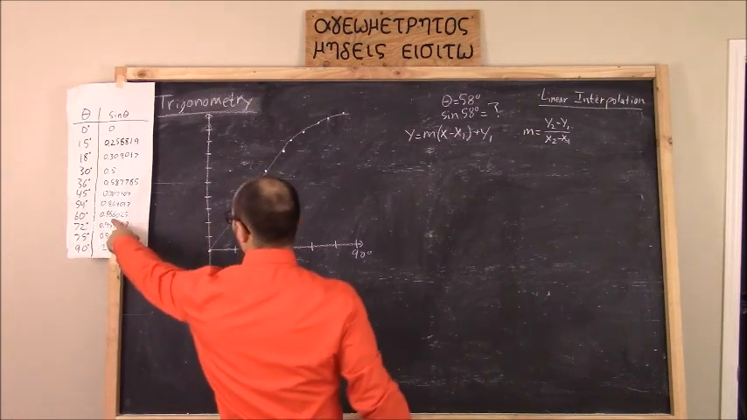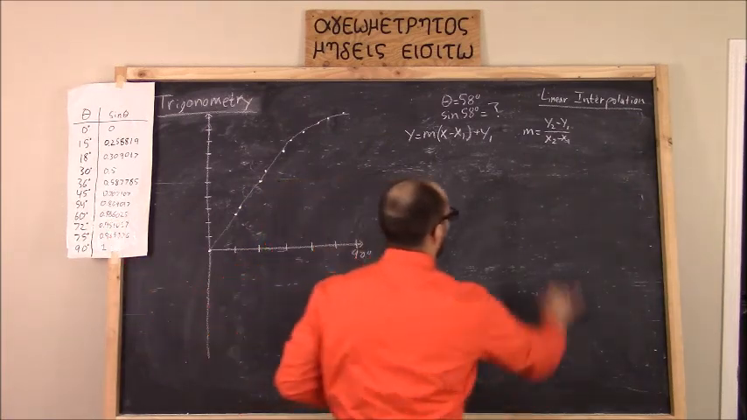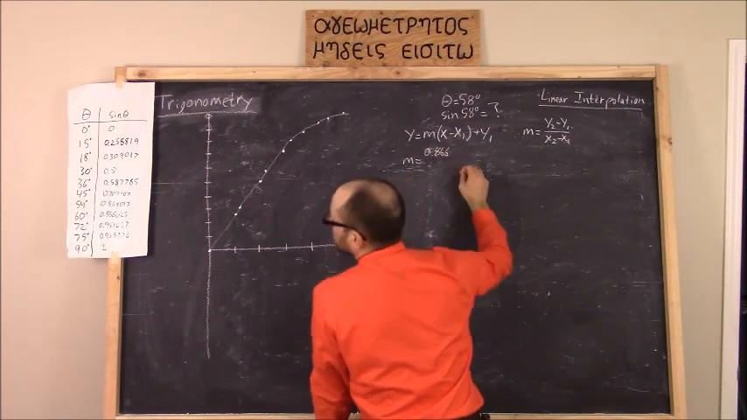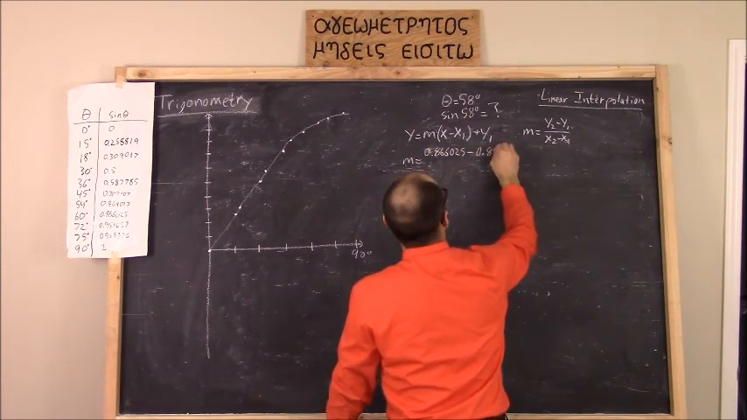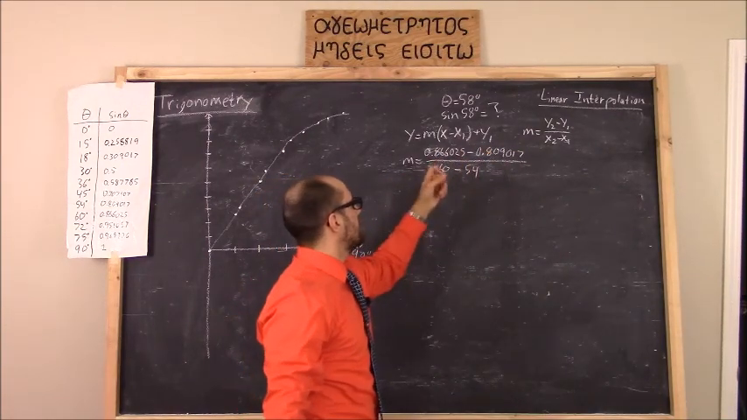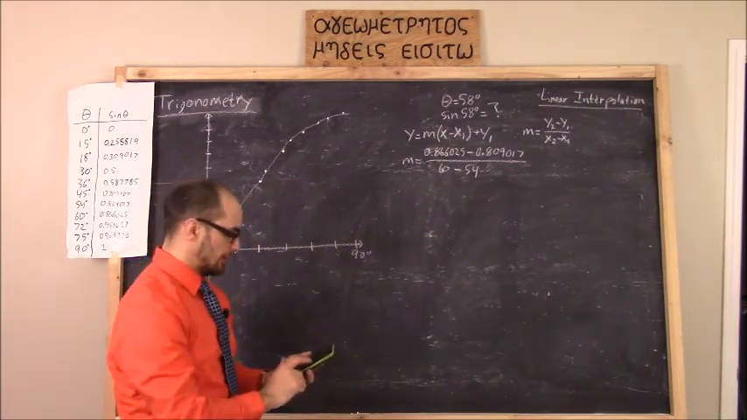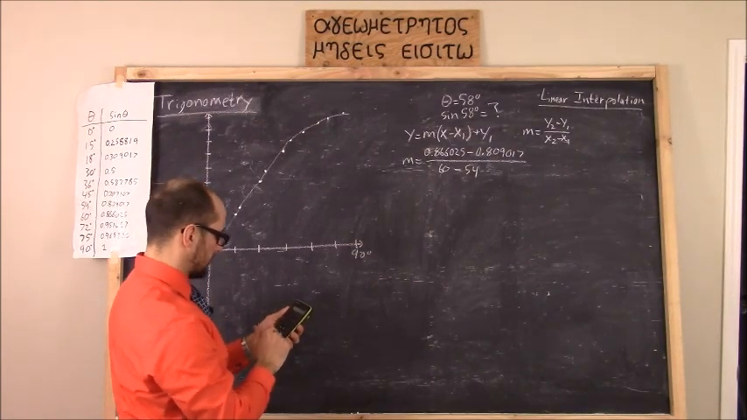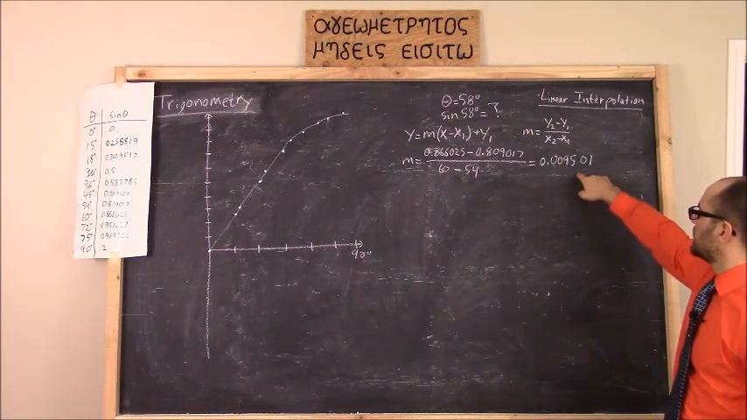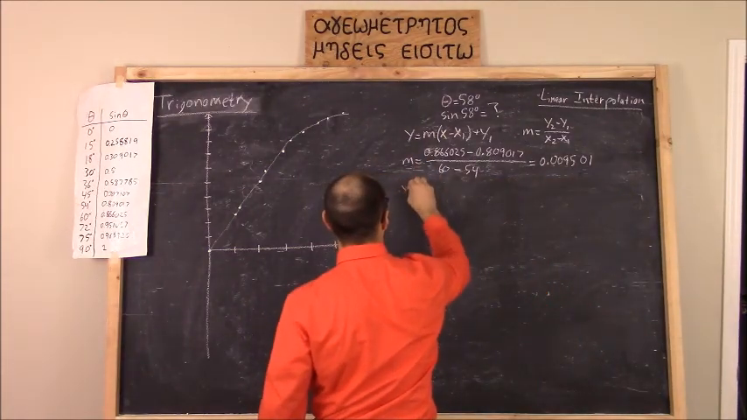I'm going to pick off the values. If this is x1, y1, x2, y2, I'll plug it into here. So m is equal to y2 minus y1, x2 minus x1. Now let me plug that into my calculator. So I get approximately 0.009501 as my slope.